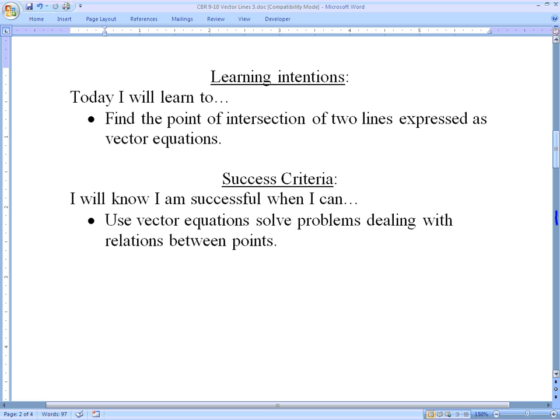Today we will be dealing with vector equations once again, and today we're going to try to find the intersection between two lines expressed as vector equations. Our long-term goal is to be able to use these to solve IB level problems.